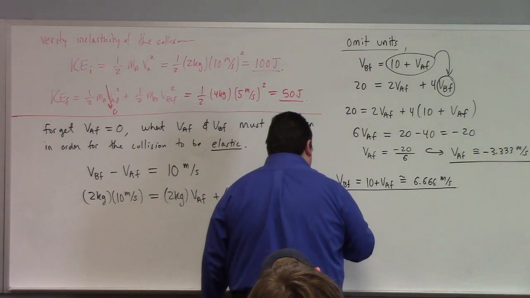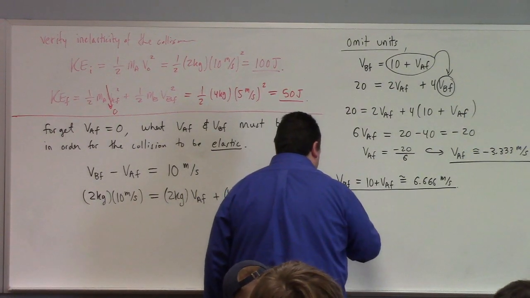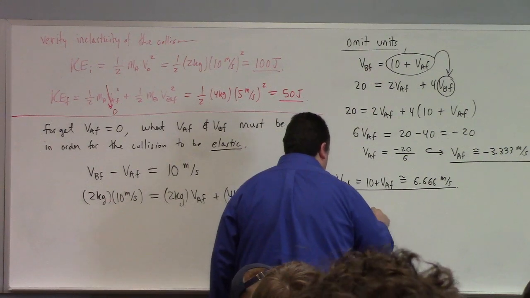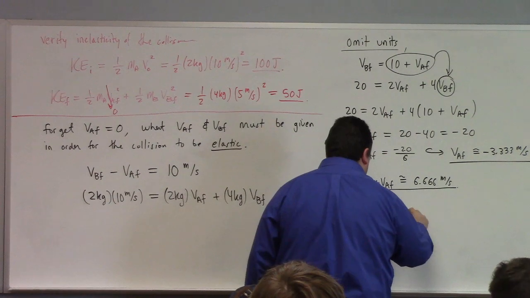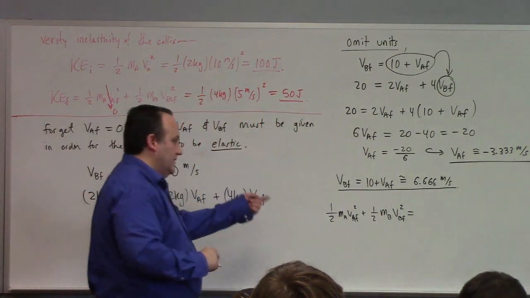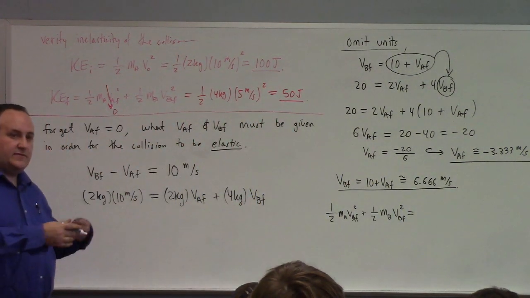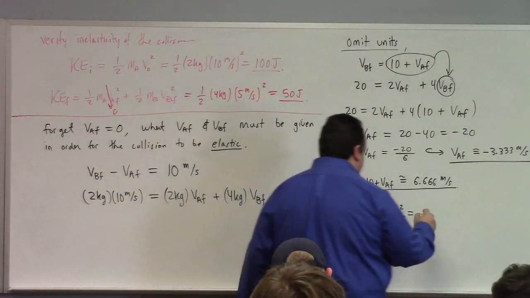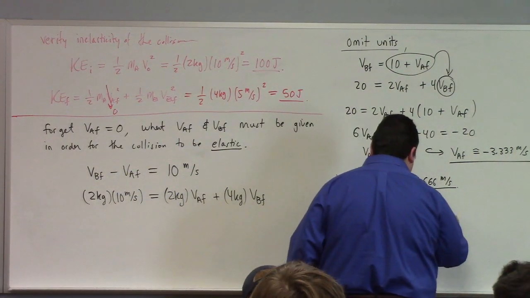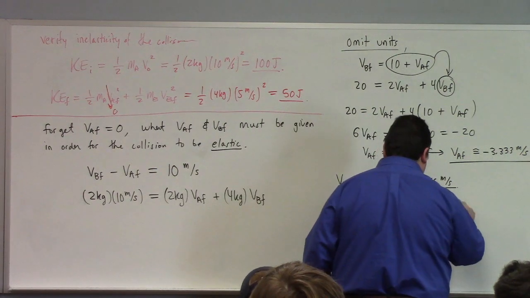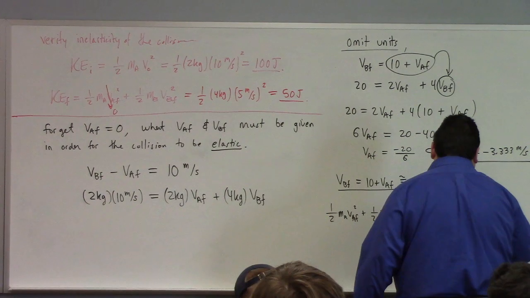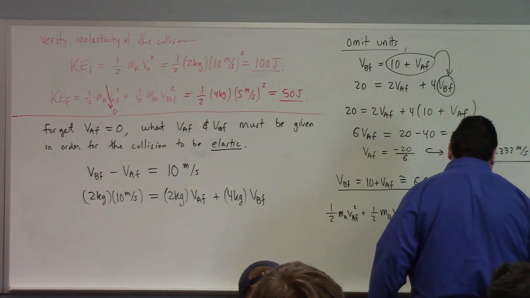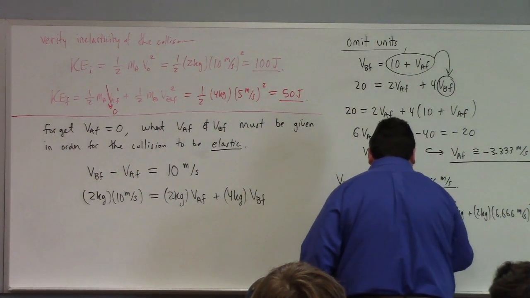And check it out now. If you calculate 1/2 MA VAF squared plus 1/2 MB VBF squared, what do we think we're going to get? So that gives you 3.33 squared times a kilogram, and then plus 2 kilograms times 6.666666 meters per second squared, and guess what? That's 100 joules.